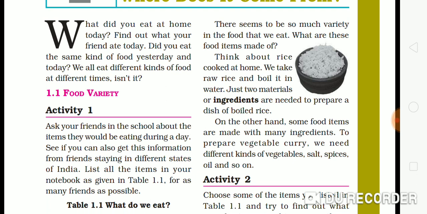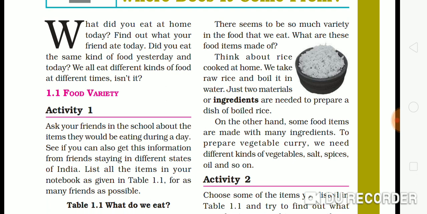For example, suppose that you have to make chocolate milk. Can you tell me what the ingredients are for making chocolate milk? Only two things are required: milk and chocolate powder. Yes, we will require milk and chocolate powder.